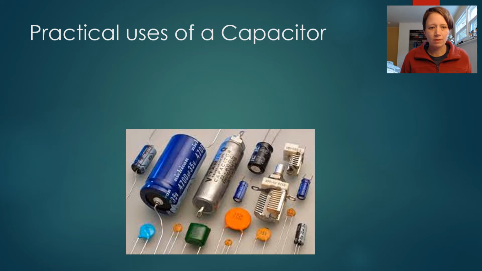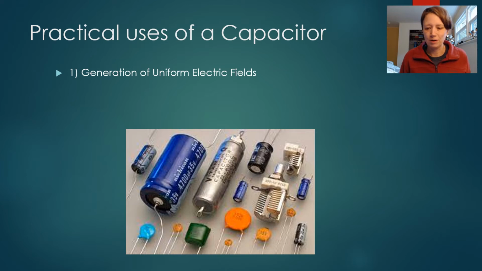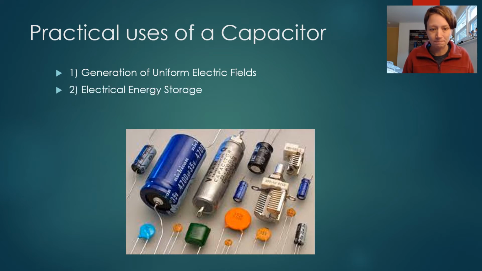So what are some of the practical uses of a capacitor? Well, number one, we use capacitors to generate uniform electric fields, as we saw in the last couple slideshows. And we'll learn more about why we need these when we move into magnetism. But in any case, there are times when you just need to have a uniform electric field, and a parallel plate capacitor is the way to get it.